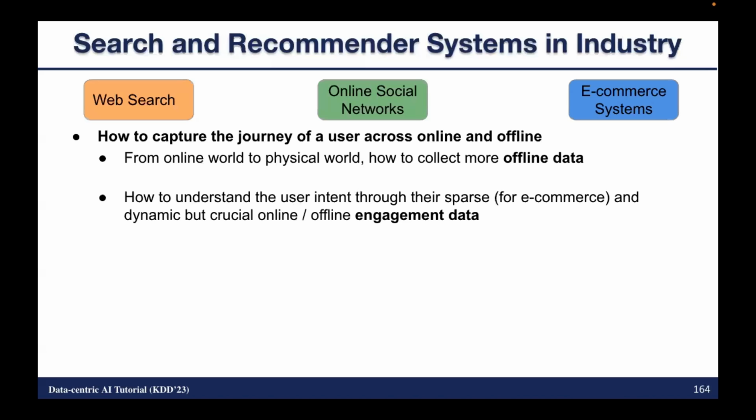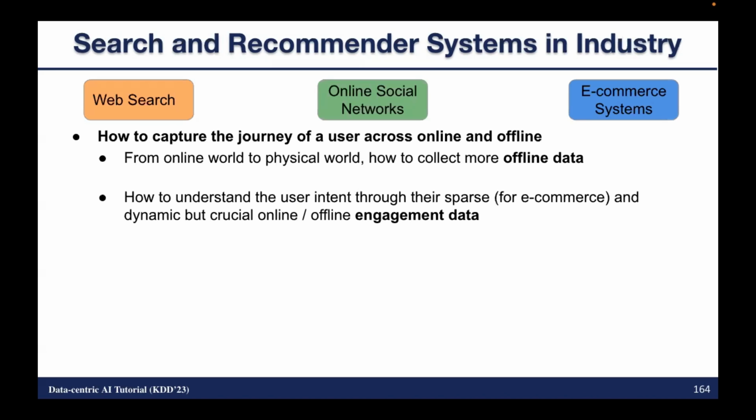Okay, I think we have been talking about so many things here, and I just come back to the three categories of information: web search, online social networks, and e-commerce systems. What's for the future? There are so many things to do for the future. And today's topic is data-centric AI.